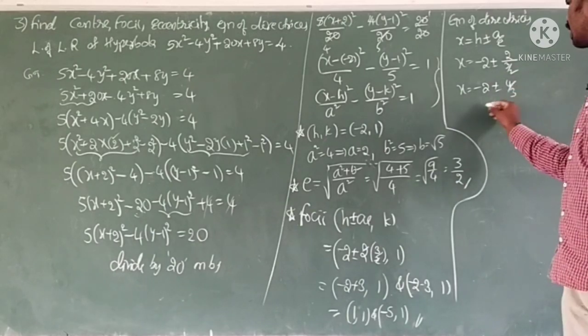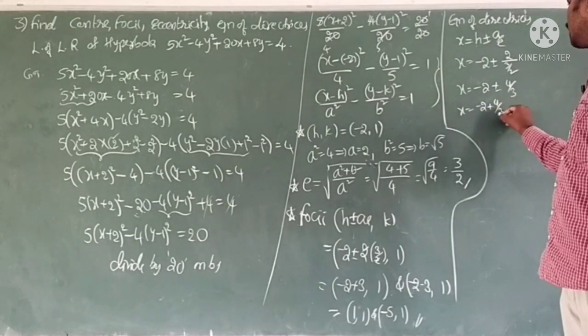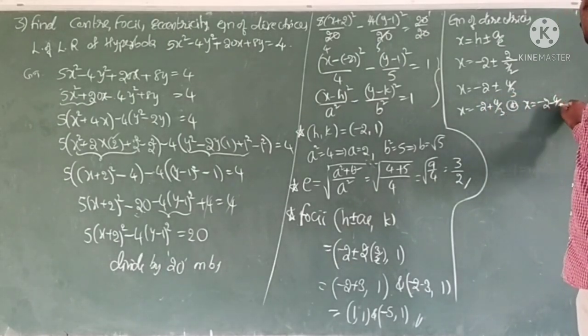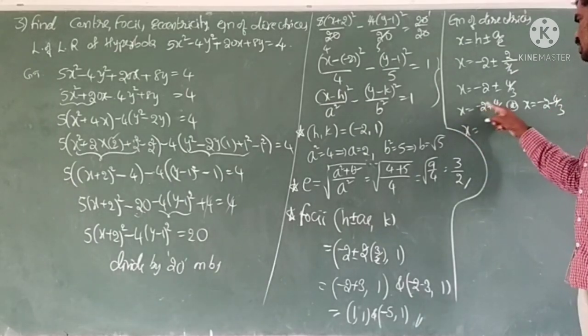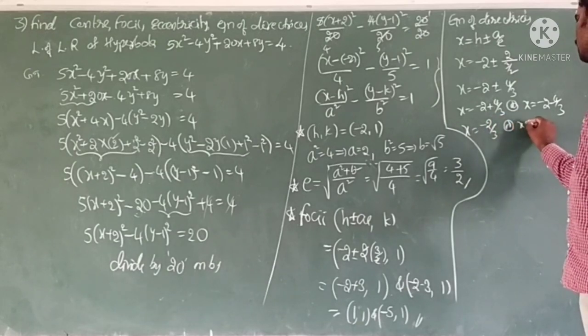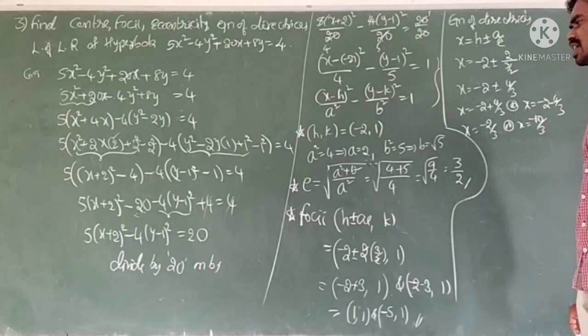So here also we can get 2 equations. One is x equals minus 2 plus 4 by 3, and the second one is x equals minus 2 minus 4 by 3. So x equals (minus 6 plus 4) by 3, that is minus 2 by 3, or x equals (minus 6 minus 4) by 3, that is minus 10 by 3. So these are the equations of directrices.